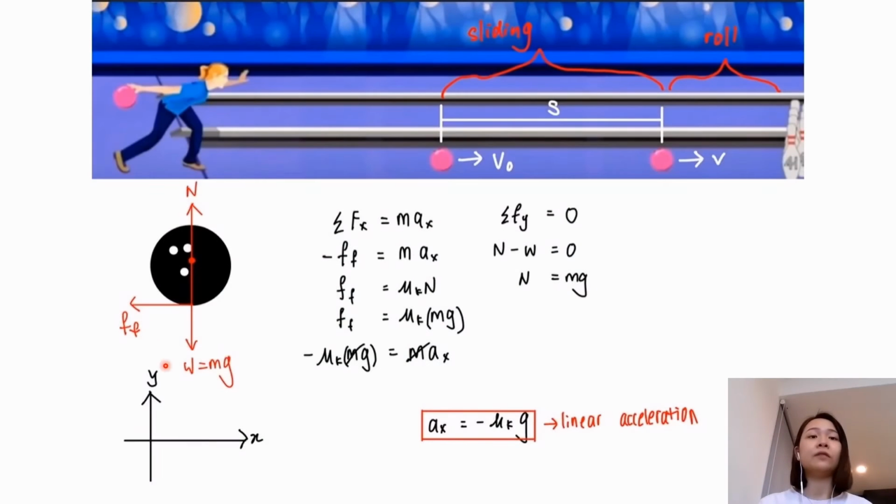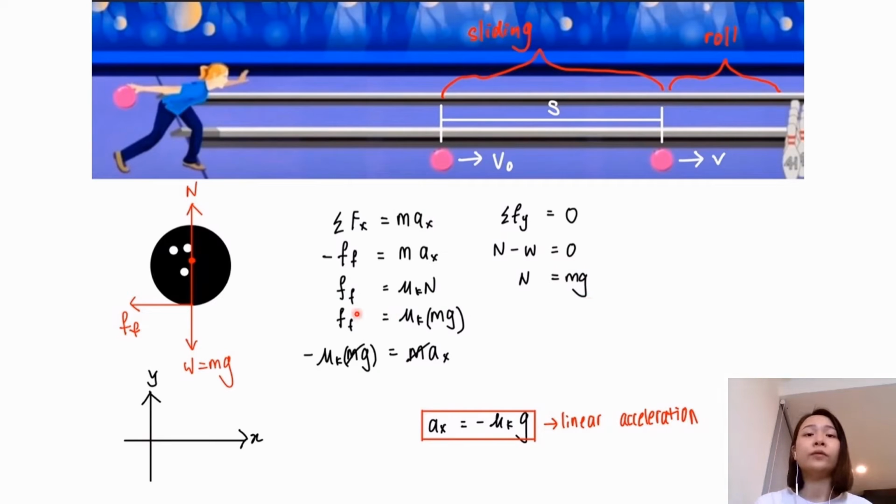I'm going to resolve all forces into the x and y axes. For the x-axis, summation of Fx equals ma. On the x-axis we only have the frictional force, in the negative direction, so we have negative f equals ma. For the y-axis, we have summation of Fy equals 0. We only have the normal force and the weight for the y-axis. So N minus W equals 0, where N equals mg because weight equals mg.